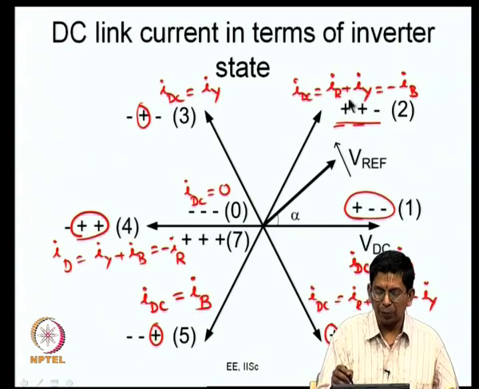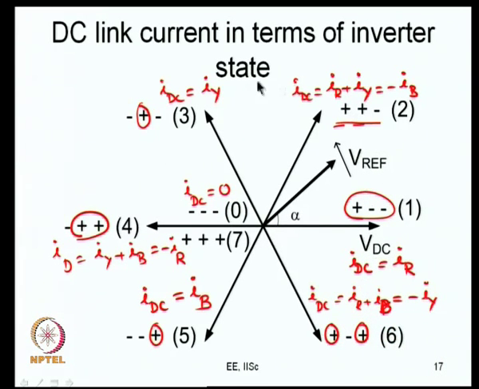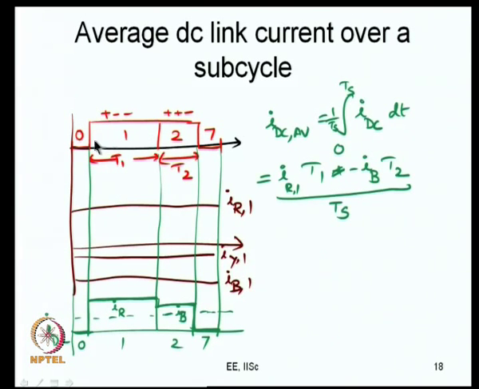We found out for every particular state what is the corresponding value of DC link current, and then the inverter state changes in a particular fashion, and every time it changes we change the current. IDC is now equal to IR, it is equal to minus IB and so on, and so you get these kinds of waveforms here, and so we try to do this from that particular point of view.